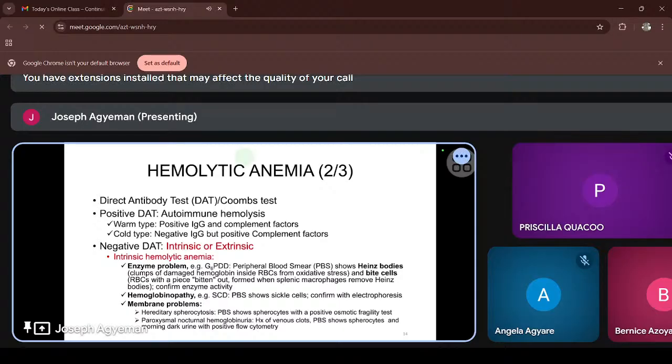With this, there could be two types. The underlying cause could be two types. It could be either the warm type autoimmune hemolytic anemia or the cold type. Again, we will look at this in detail. But the word warm type is so because normal and high temperatures will always favor the warm type, whilst temperatures below 37 degrees will always favor the cold type.